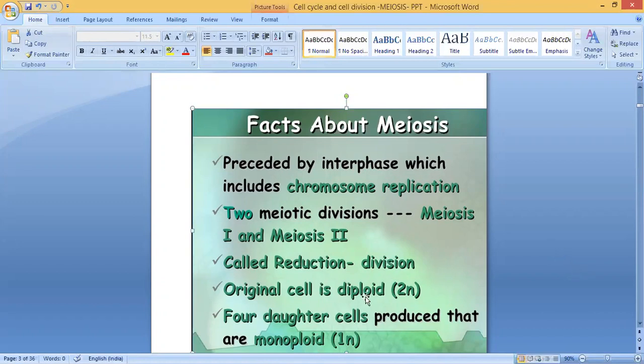Because the original cell is diploid, 2n, and we will be getting 4 daughter cells. In the case of mitosis, we are getting only 2 daughter cells, genetically identical to the parent cell, that is also diploid in nature. But here, the original cell is diploid, and we are getting 4 daughter cells that are haploid in nature. 4 daughter cells that are monoploid or haploid, 1n. Here you can see 2n, here this is 1n. Clear?